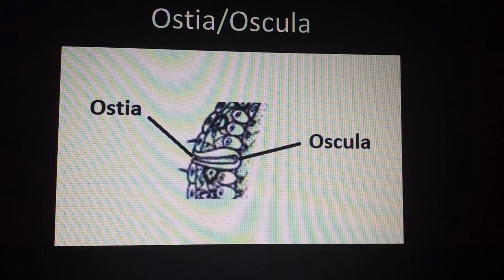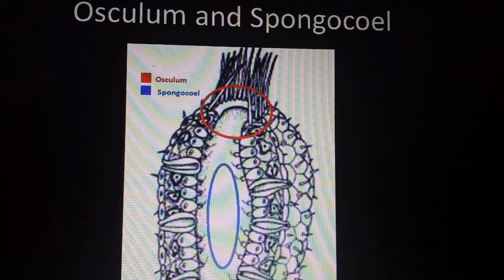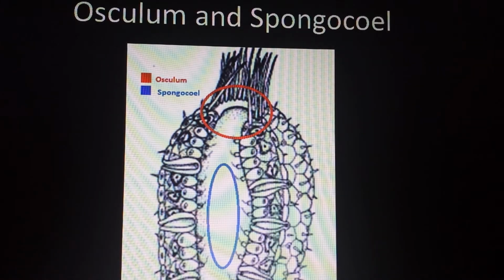Going off the porocyte, it has an ostia and osculum. The water enters the ostia and it exits the osculum. Lastly, the osculum and spongocoel. Water exits the osculum, like out of the body of the sponge, and the spongocoel is just a body cavity where water and nutrients go.